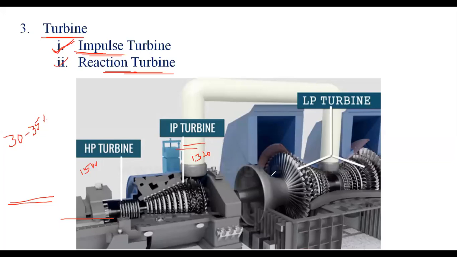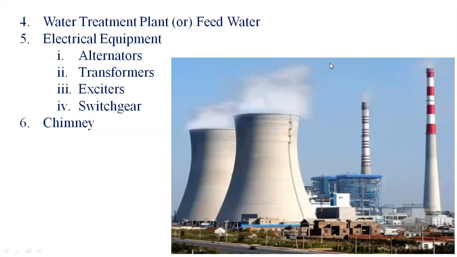Now, the function of the turbine or prime mover is to convert the steam energy into mechanical energy. Further, this mechanical energy is converted into electrical energy with the help of an alternator. Another name for the alternator is the AC generator. It is attached on the same shaft of the turbine. The next component is the water treatment chamber.